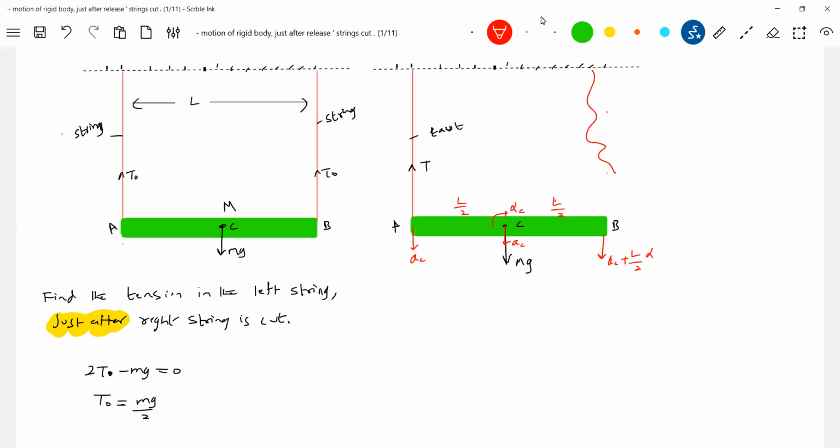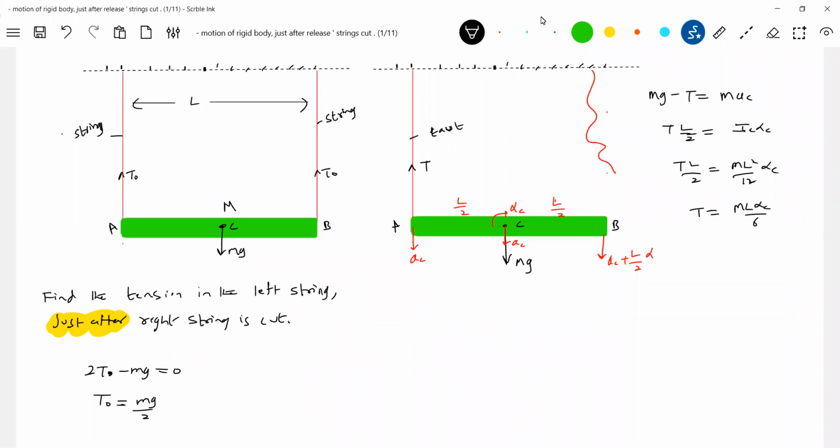So let's write the equations of motion. mg minus T equals m a C. And then T into L by 2 is equal to I C alpha C. The torque is set up by the tension. So the tension will set up a torque about point C. This is R bar, this is F, R cross F. So the torque will be like this about point C. Then if I solve, the L gets cancelled. So T is equal to m L alpha C by 6.